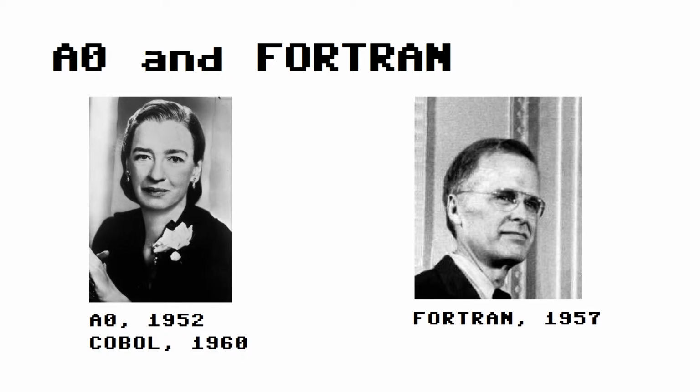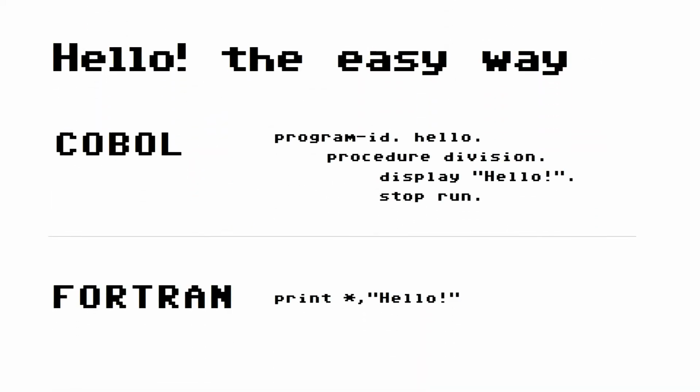About the same time, in 1957, a team led by John Backus released Fortran, which is seen as the first general-purpose programming language ever created. With the advent of COBOL and Fortran, programming was accessible to a far wider group of people, and the use of computers for business and science skyrocketed. Now, instead of machine or assembly code, coders could use human-like language to write their programs. Our hello example now looks something like this, with COBOL program at the top there, and a Fortran program at the bottom. Much easier to understand.